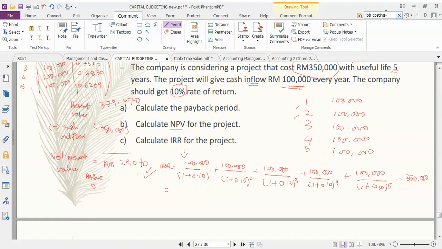Yes, 1.1, 1.1 to the power of 1. How much is the amount if you divide 100,000 by 1.1 to the power of 1? Yes, very good. So Richie already knows how to calculate. How about Richelle? Do you know how to calculate the IRR? Very good. How about Joshua? Do you know how to calculate?